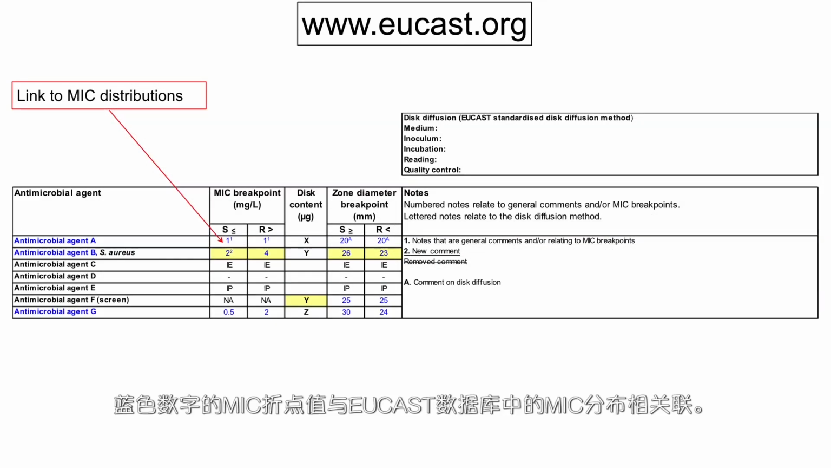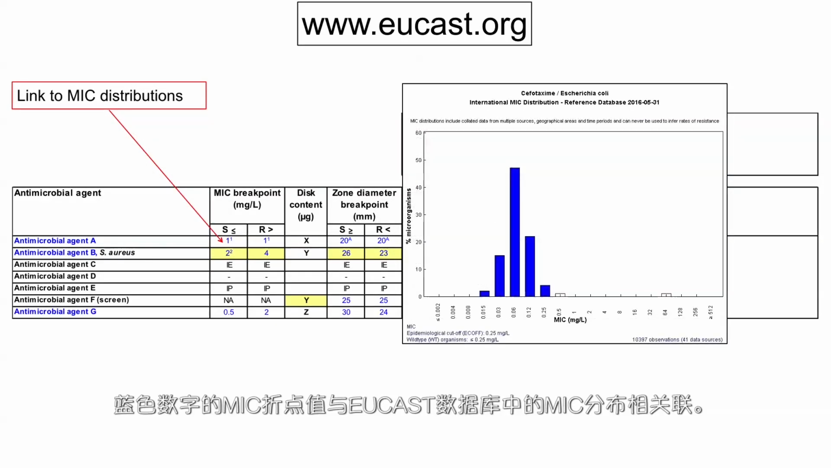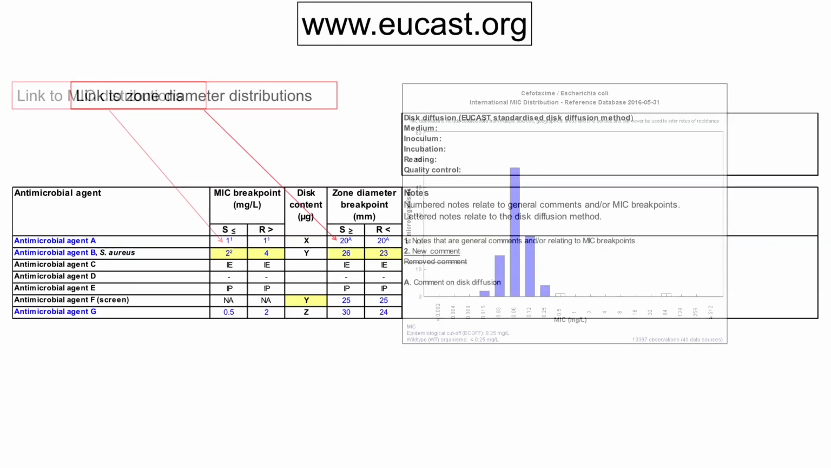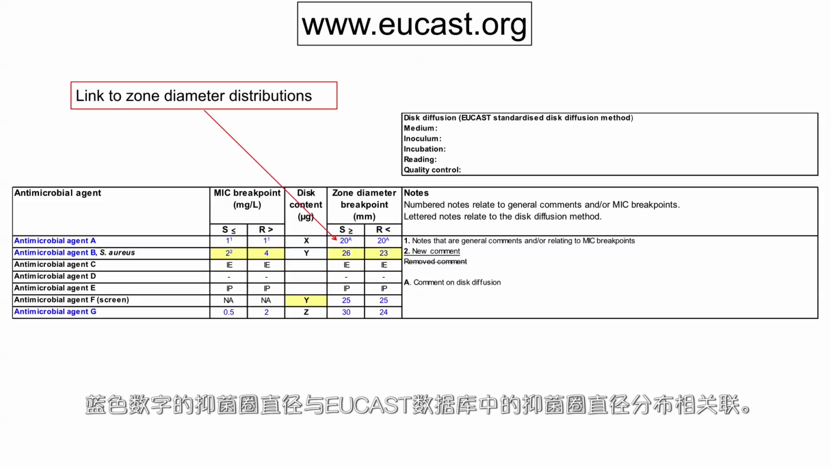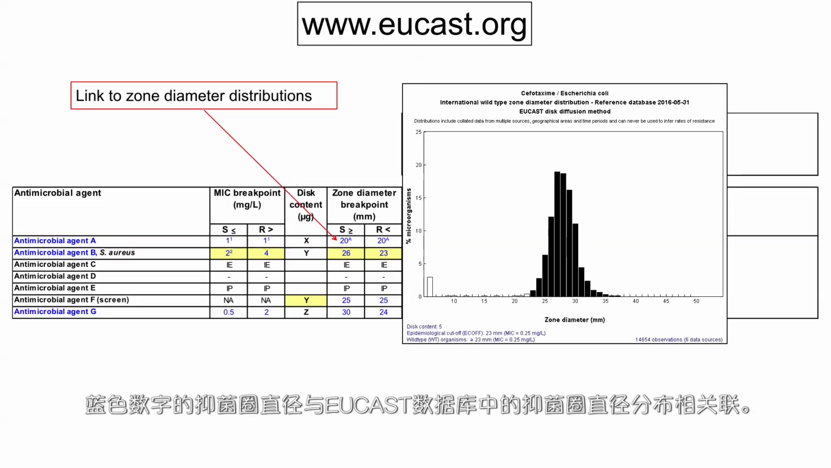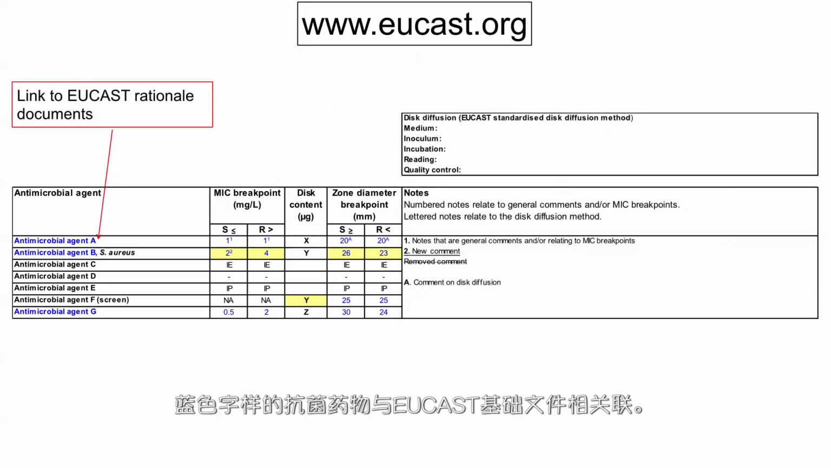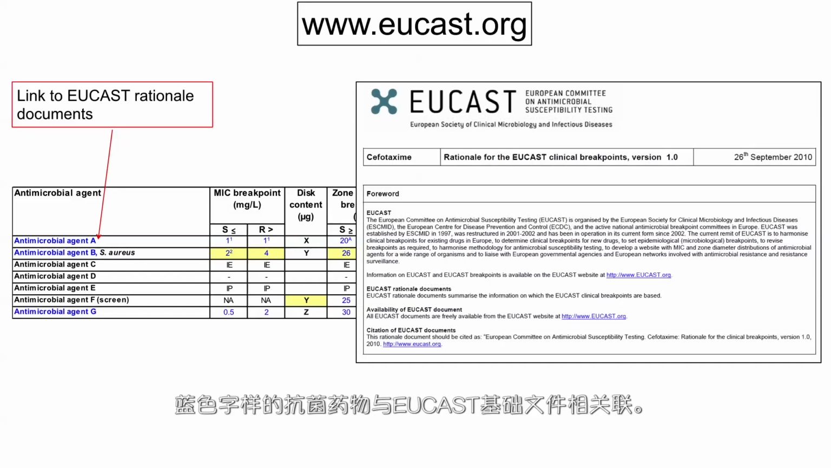MIC breakpoints in blue are linked to MIC distributions in the UCAST database. Zone diameter breakpoints in blue are linked to zone diameter distributions in the UCAST database. Antimicrobial agents in blue are linked to UCAST rationale documents. These documents summarize the information on which the UCAST clinical breakpoints are based.